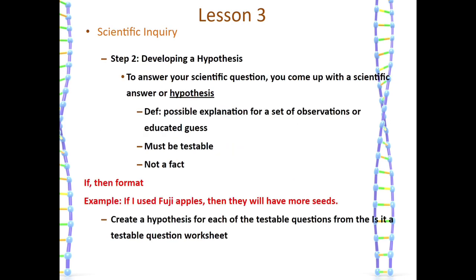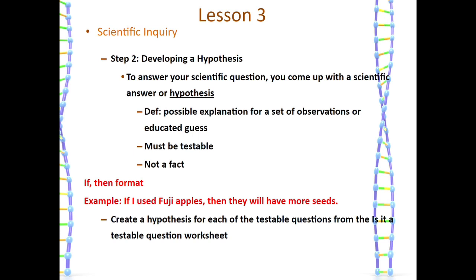All right, so the next step is developing a hypothesis. So using our booklet, we're going to continue to look at the steps of the scientific inquiry. So when you're coming up with a hypothesis, basically all this is an answer to that scientific question. It has to be testable, and it has to be in what we call an if-then format.